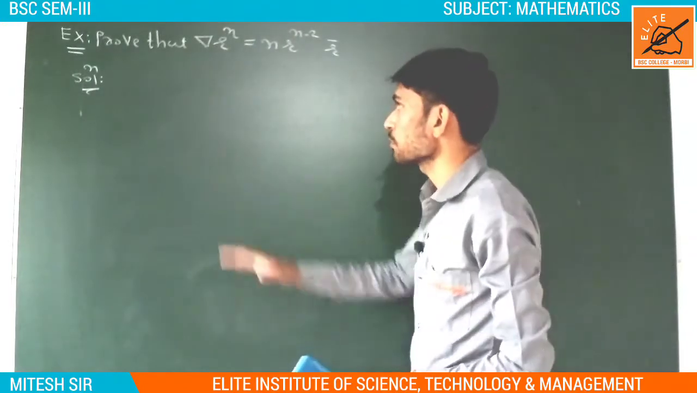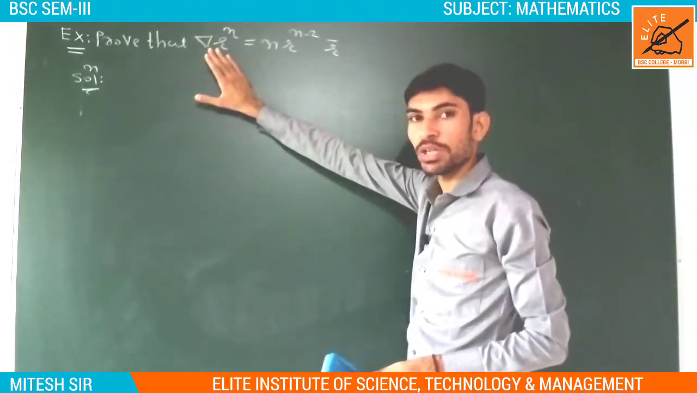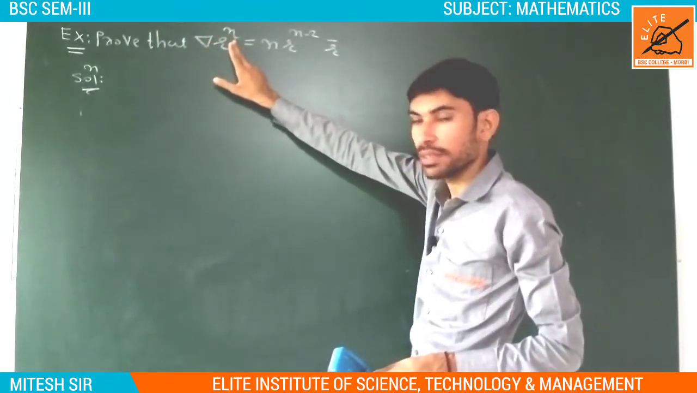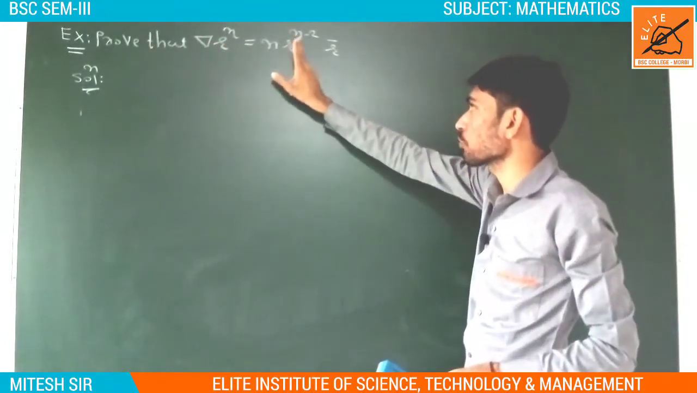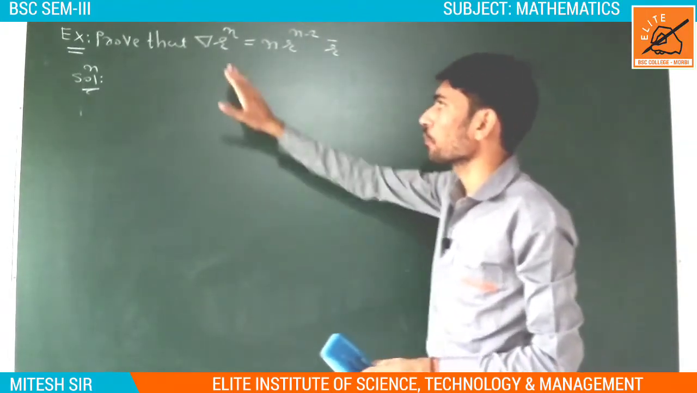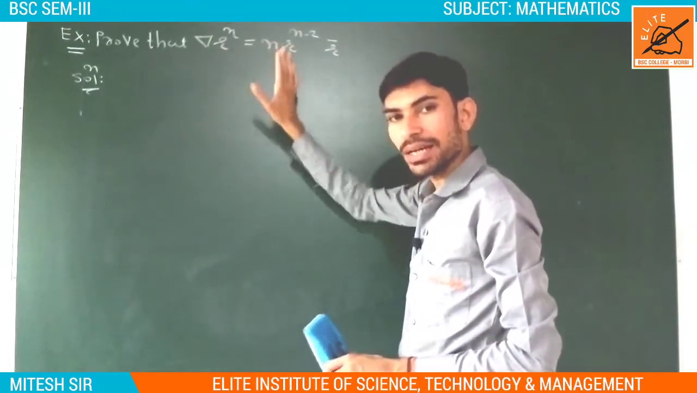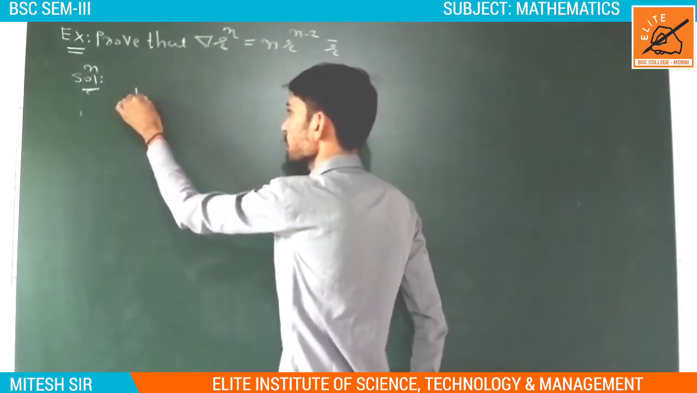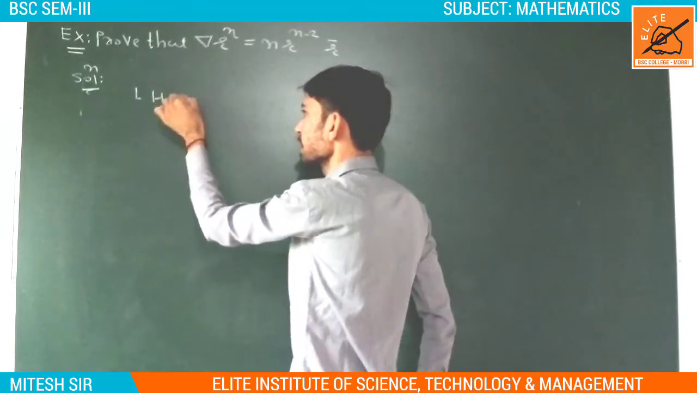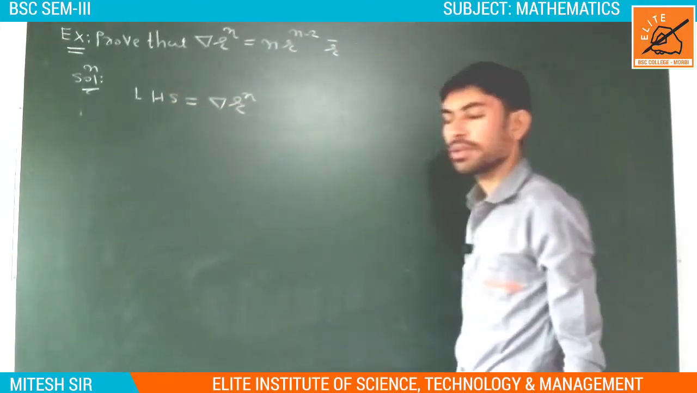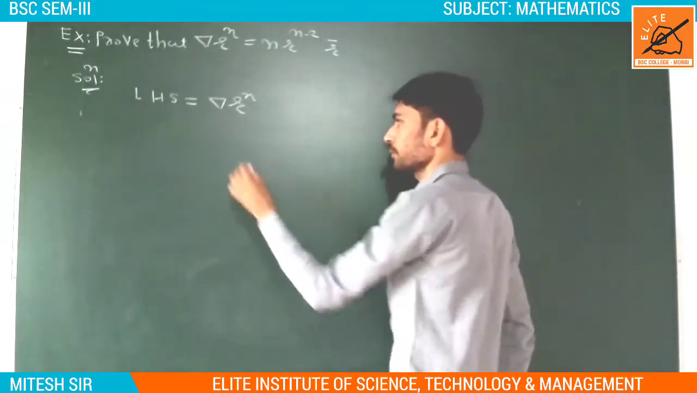So our question is to prove that the gradient of our function r raised to n is n r raised to n minus 2 into vector r bar. Here we start our proof with the LHS and obtain the RHS, and the proof is very easy. In the LHS we have the gradient of r raised to n, so here we just apply our formula of the gradient.